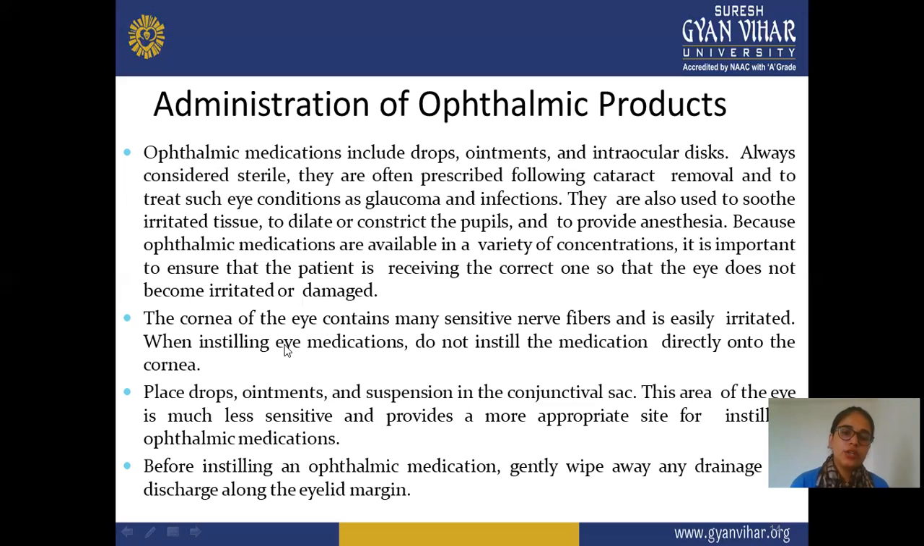Next, place the drop, ointment, or suspension in the conjunctival sac. This area of the eye is much less sensitive and provides a more appropriate site for instilling ophthalmic medication. So if you are using this type of formulation, maybe an ointment, a drop, or a suspension, you should instill it appropriately into the conjunctival sac, the area of the eye which is less sensitive.